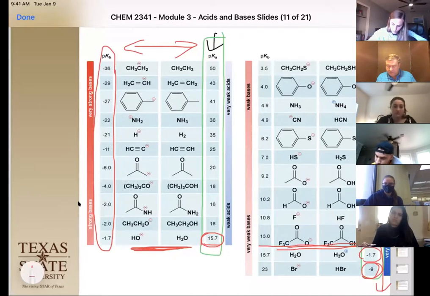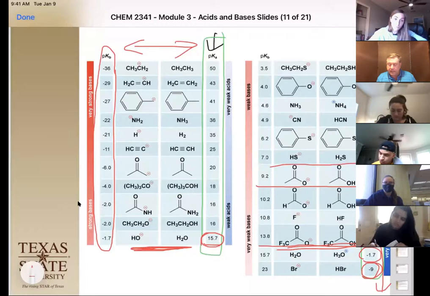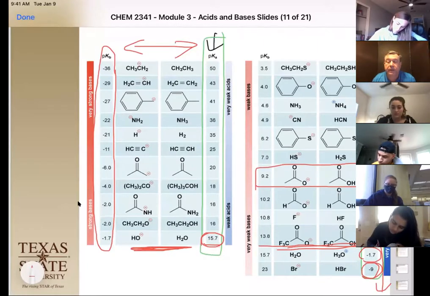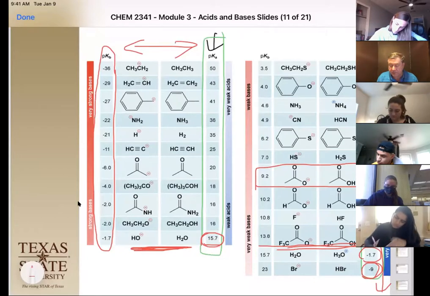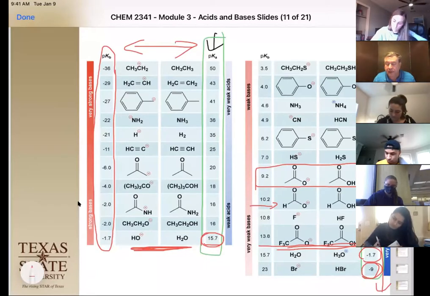Okay, so in this case here, acetic acid is right here. It has a pKa of 4.8. Okay, it's one of the strongest organic acids we have. This is formic acid. It's a little bit stronger, but the most common acid we have in organic chemistry is that acetic acid, and it's 4.8 as a pKa.